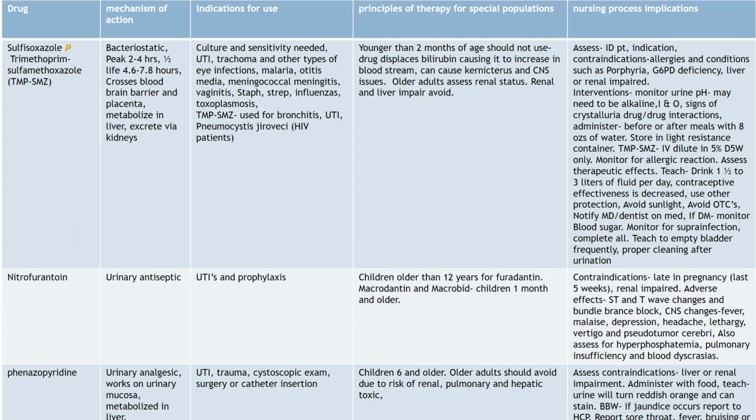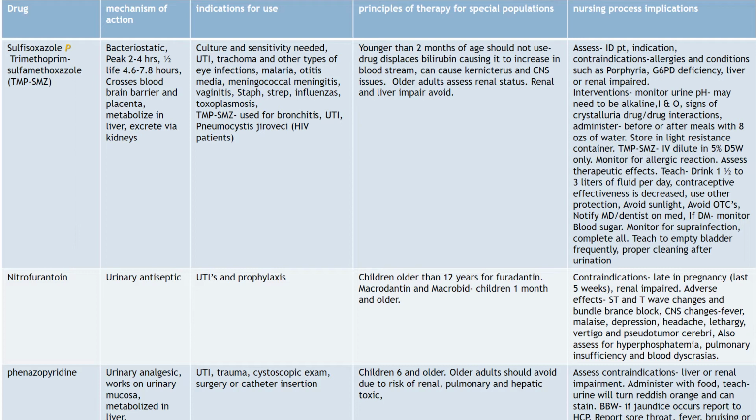Older adults, we need to definitely assess that renal status, and it needs to be avoided in liver and renal impairments. So what does that mean? We need to assess those areas for any kind of impairment, including the lab work.